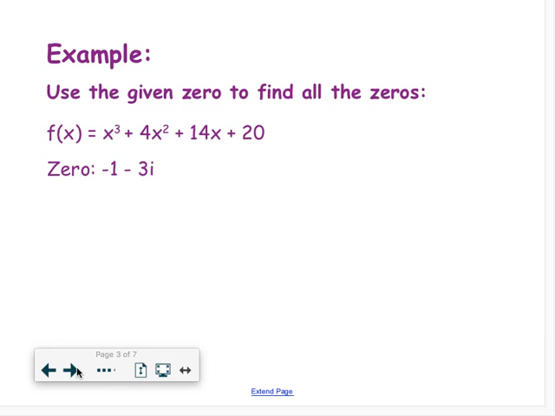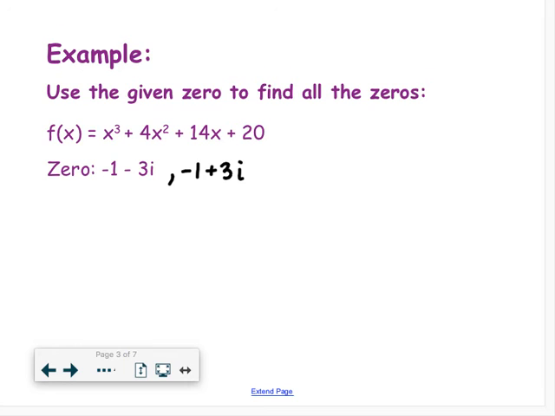So we've got f of x equals x cubed plus 4x squared plus 14x plus 20. We've got a zero, negative 1 minus 3i. How many zeros should we end with here? 3, because the degree of the polynomial is 3. So I gave you 1, and then instantly you know the conjugate is also a zero. So if negative 1 minus 3i is a zero, what is another zero? Negative 1 plus 3i. Okay, so now I have 2 of 3 zeros.